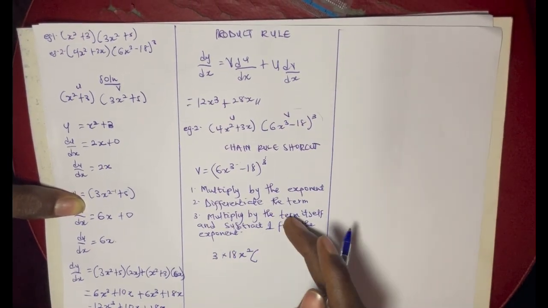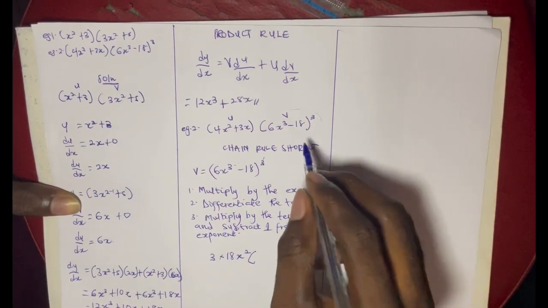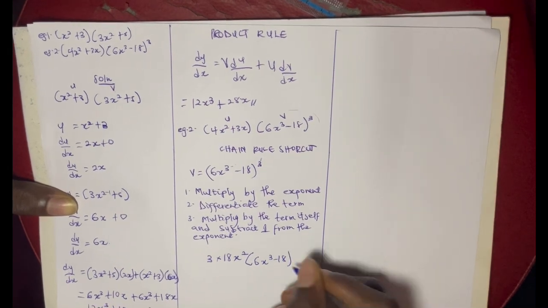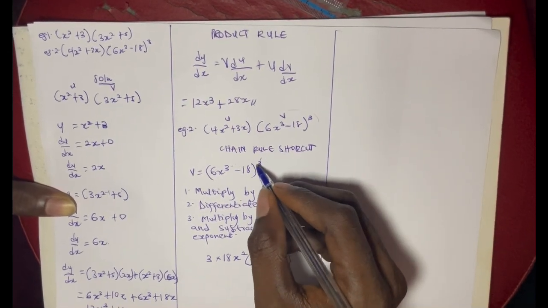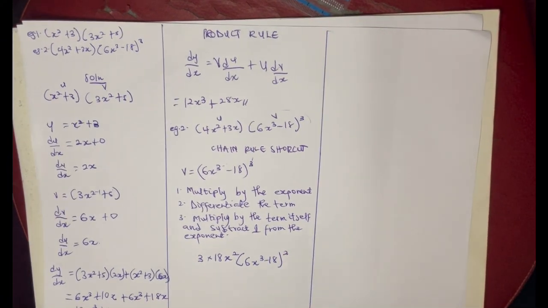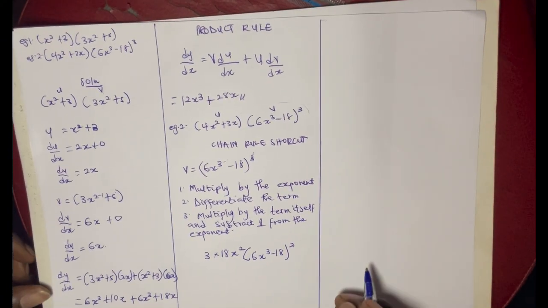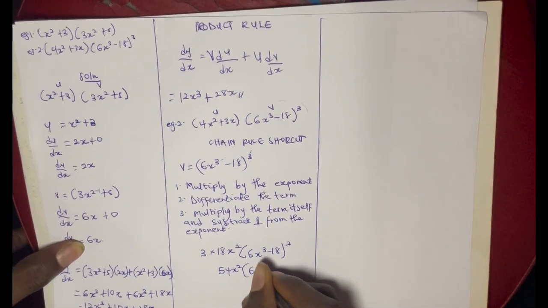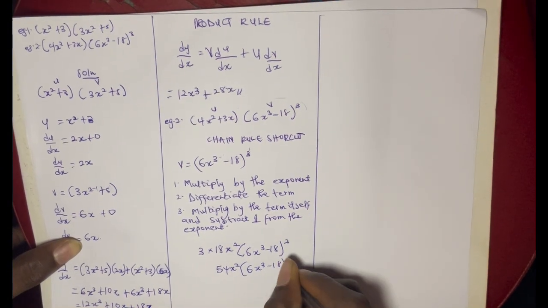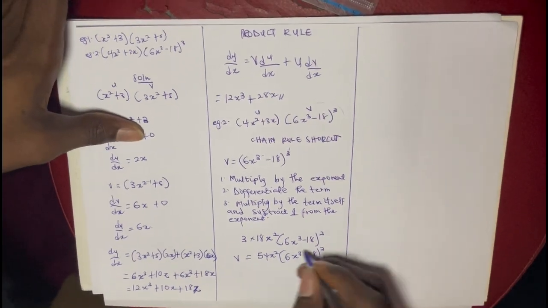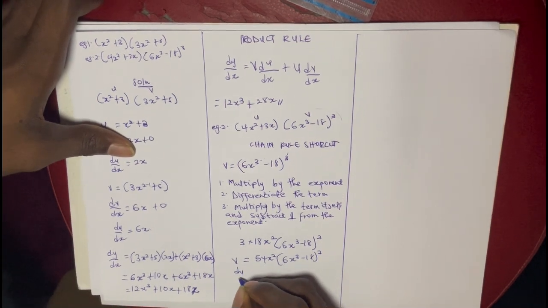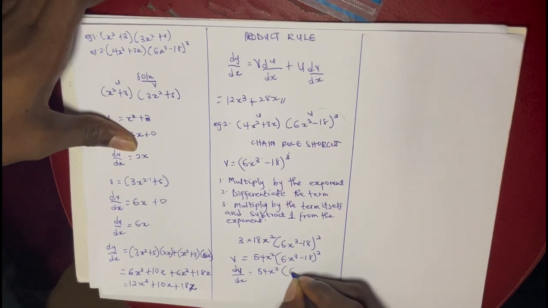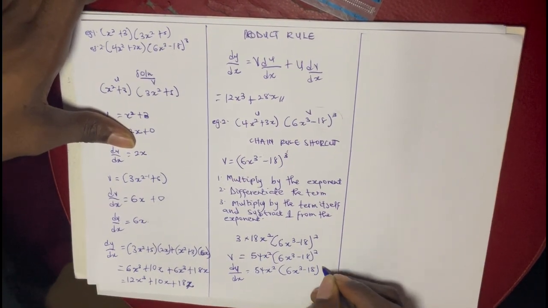Then multiply by the term itself and subtract 1. What was the term given? It was this one. So you multiply by the term itself, 6x cubed minus 18, and you subtract 1 from this exponent. It's 3, so you subtract 1, you get 2. So 3 times 18 is 54x squared into bracket 6x cubed minus 18 to the power of 2. So your dv/dx is equal to 54x squared times (6x cubed minus 18) squared.